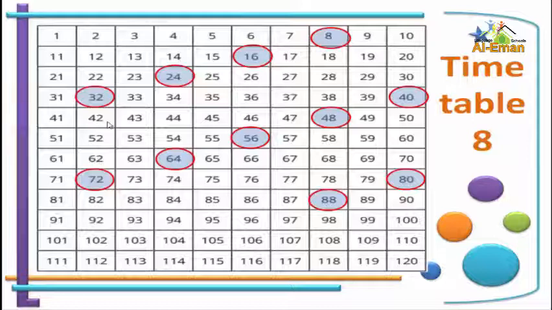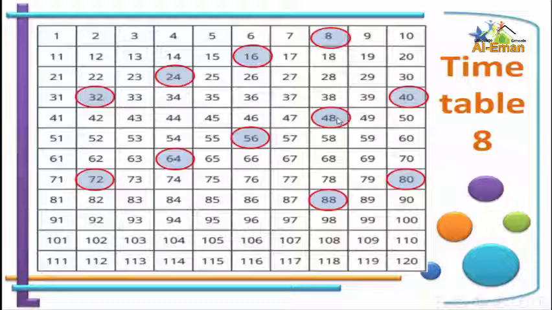Timetables 8. The multiples of the number 8 from 1 to 20 are the same as the results of the multiplication table 8. 8 times 1 equal 8. 8 times 2 equal 16. 8 times 3 equal 24. 8 times 4 equal 32. 8 times 5 equal 40.